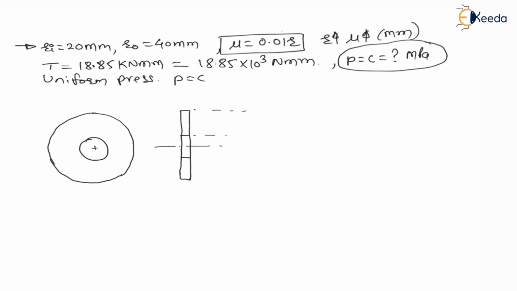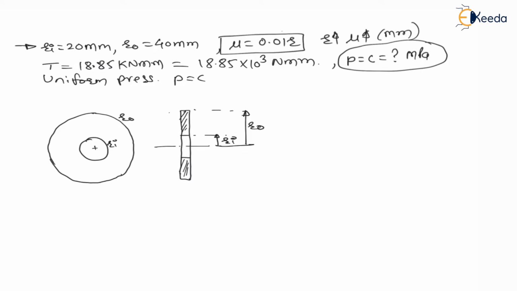Now my dear students, the single plate clutch is mentioned here with inside radius Ri, outside radius Ro. Right, here the inside radius is Ri and the outside radius is Ro. Means this much distance is Ri and here this much distance is Ro, the outside radius. And here there is a friction lining.